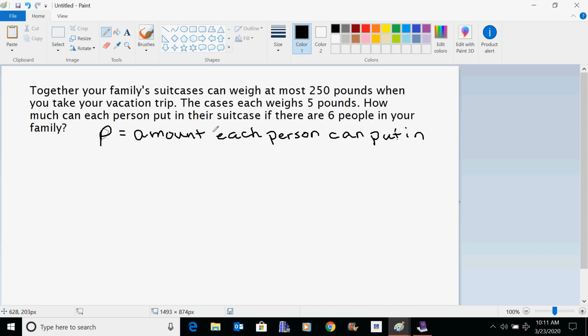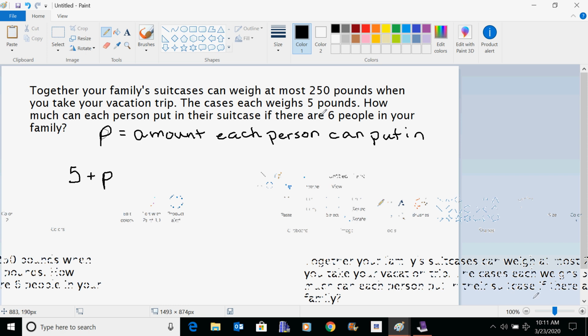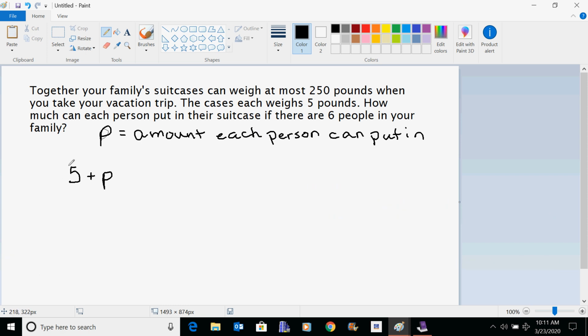Okay, so the cases themselves weigh 5 pounds. But then you're going to put stuff into those suitcases. So you've got 5 plus P. Okay, that is the suitcase and what you put into it. There are 6 of those because there are 6 people in the family. Each one has a case. Each one is putting some stuff into the suitcase.